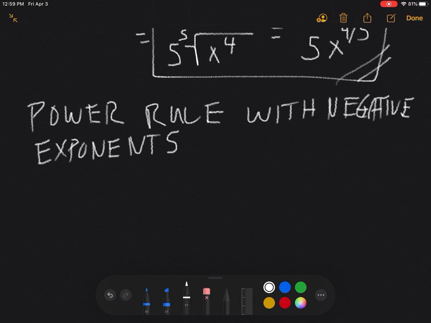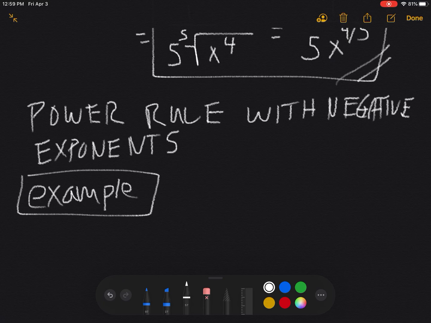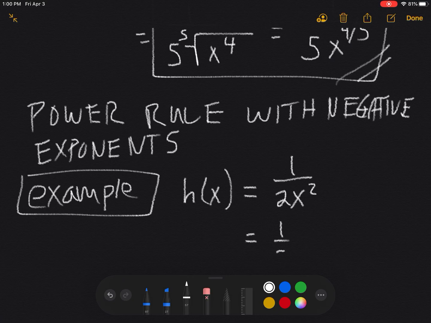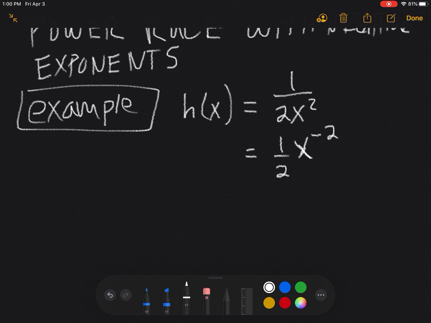So we have power rules with negative exponents. So here's an example of that. Suppose I had a function h of x equals 1 over 2x squared. So I'm going to rewrite this as h of x equals 1/2 times x to the -2. Take a second and convince yourself that those two are equivalent statements. Now I want to find h prime of x.